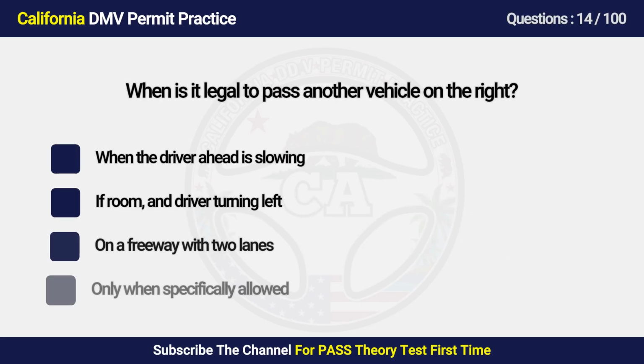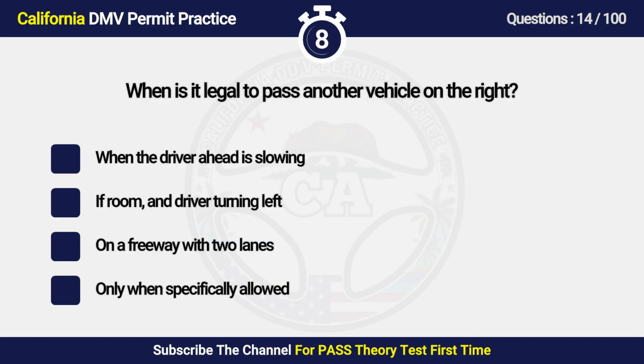Question 14. When is it legal to pass another vehicle on the right? A. When the driver ahead is slowing. B. If room and driver turning left. C. On a freeway with 2 lanes. D. Only when specifically allowed. Answer is B. If room and driver turning left.